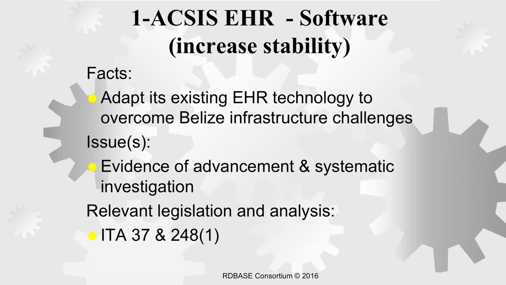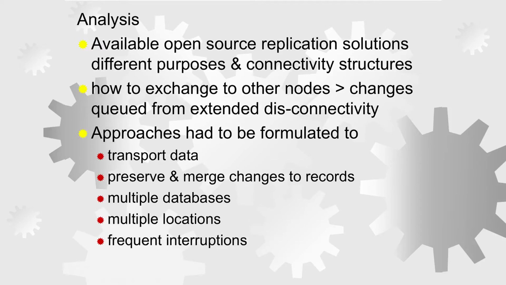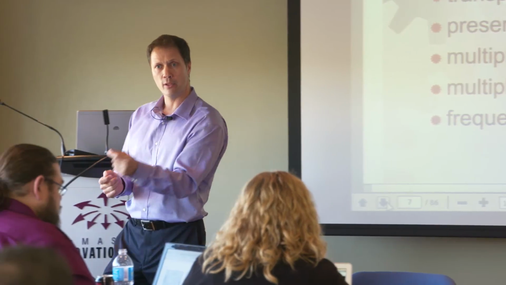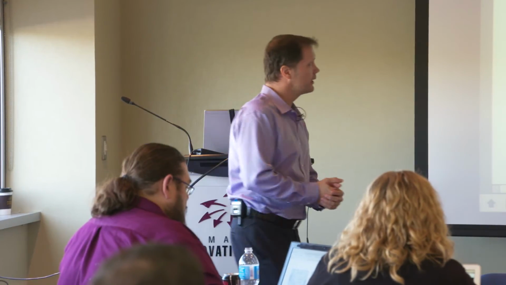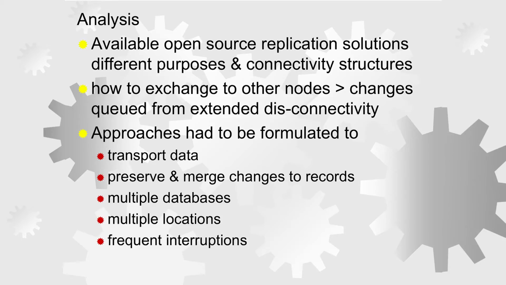The key issues in here were whether there's technological advancement and related systematic investigation, which were the issues that the CRA said were absent. So what we're told is they looked at available sources of replication for different purposes and different connectivity structures. So they did a due diligence analysis. They didn't go in and say, well, we don't know anything about this, we'll start from scratch. They said, what solutions or methods are already available for us to deal with the limited bandwidth and connectivity problems that are addressed here.